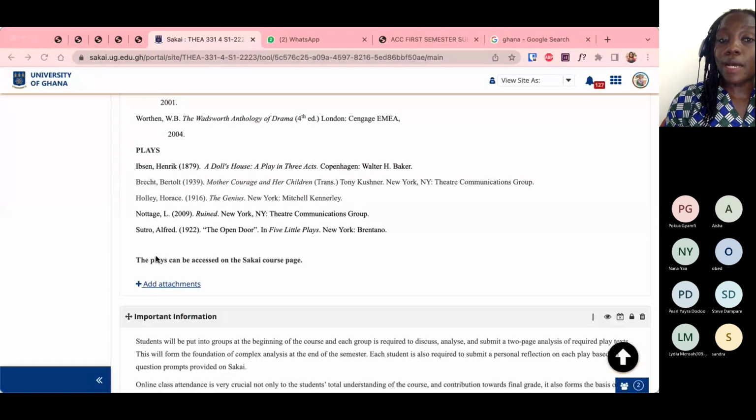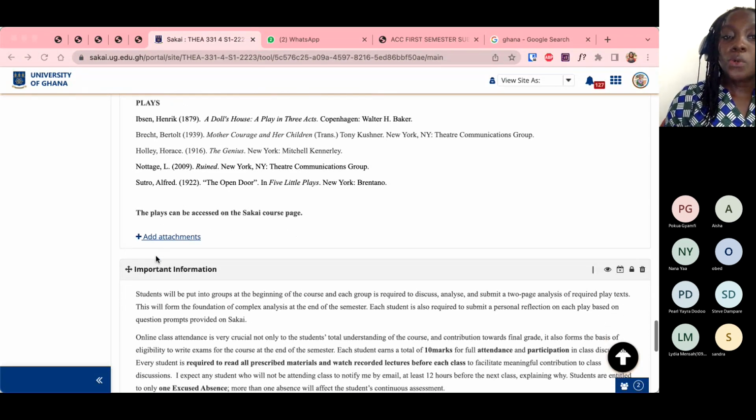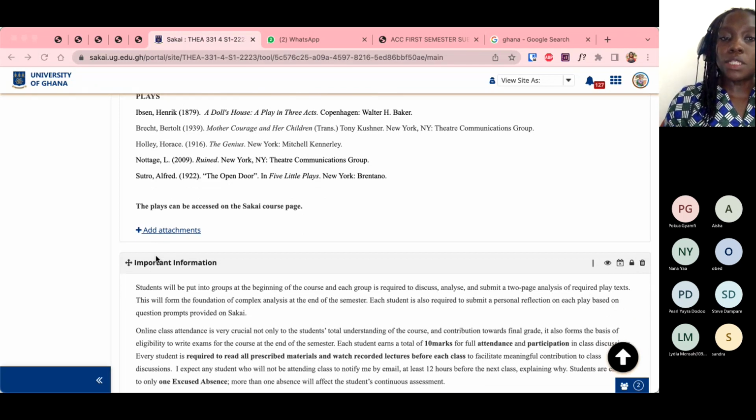And these are the plays we will be doing this semester. A Doll's House by Henrik Ibsen, Mother Courage and Her Children by Bertolt Brecht, The Genius by Horace Holly, Ruined by Lynn Nottage, The Open Door by Alfred Sutro.